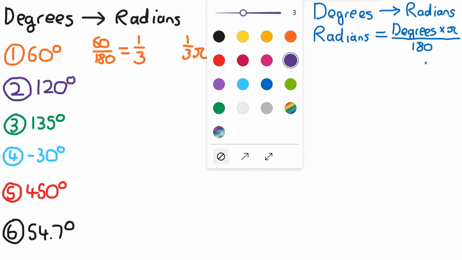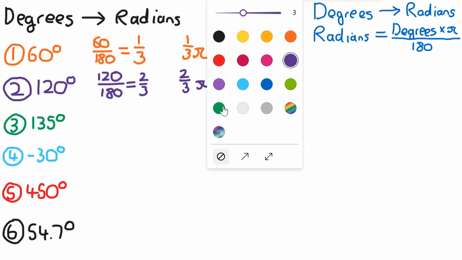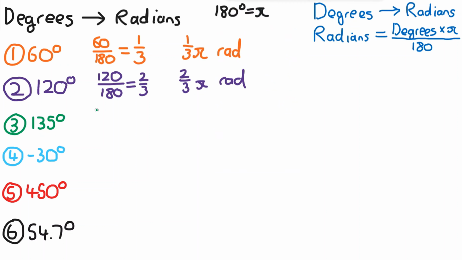So let's do the second one, which is 120 degrees, and we know that 120 is 2/3 of 180. Again, you can just do it like this if you want to. So therefore it's going to be 2/3 pi radians like this. So for the third one, it's 135 degrees, and 135 is 3/4 of 180. So therefore it's going to be 3/4 pi like this. Again, you can write this as 3 pi over 4 as well if you want to.